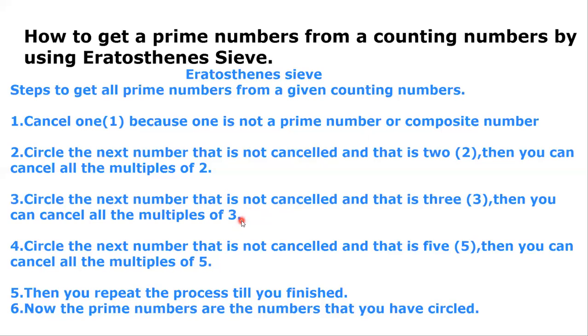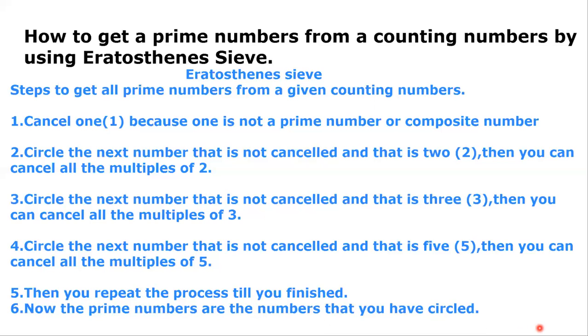Because 4 is a multiple of 2 and it has been cancelled. Then you circle 5 and cancel all the multiples of 5. Then you circle the next number that is not cancelled, and I think that will be 7. You cancel all the multiples of 7, then circle the next number that is not cancelled. And then you repeat the process till you finish. The prime numbers are the numbers that you have circled.